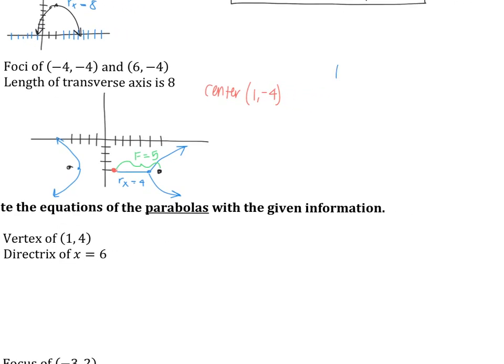I know my center, x minus 1 squared, y plus 4 squared. I know I'm going to equal 1. I know that I'm opening in the x direction, so I know the y term is going to be negative. I know my rx is 4, so rx squared would be 16. But I don't know my ry.